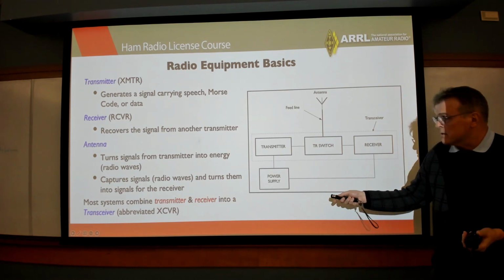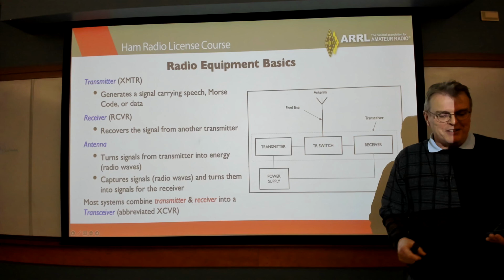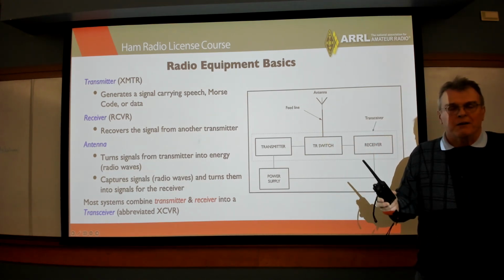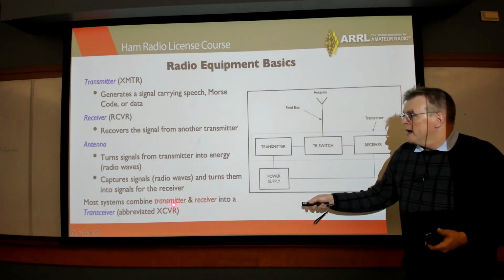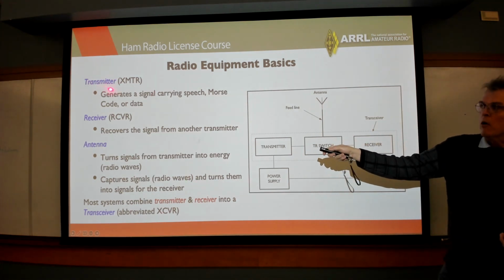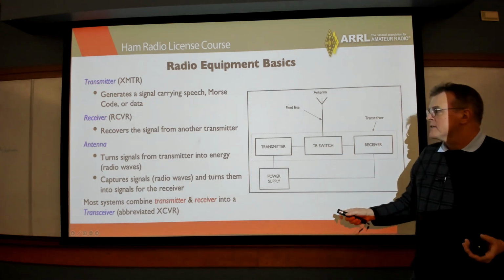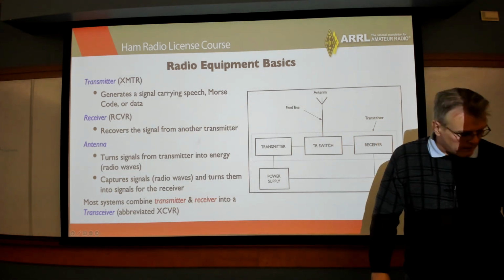And then finally, something I didn't mention here, there's a power supply. Radios need power. In this case, this little radio's got a little rechargeable battery. Well, we're all used to that, right? We have to charge up our electronics. This is no different. You've probably heard the words transmitter, receiver, and antenna over the years, but in this case, I want to put them in the context of ham radio, what amateur radio is about.